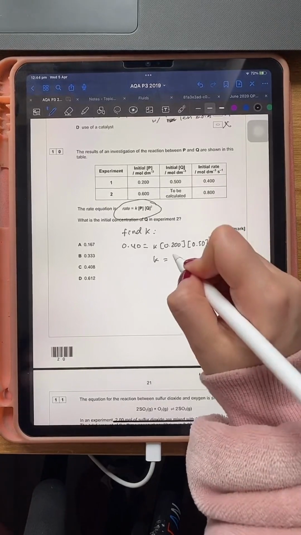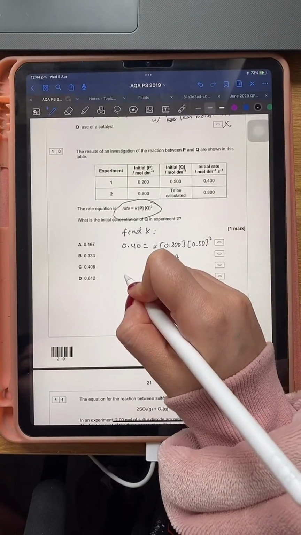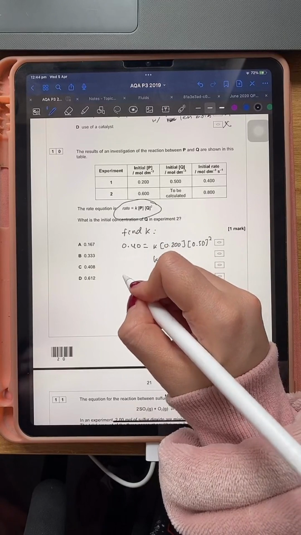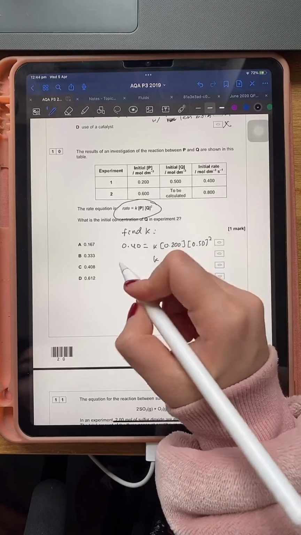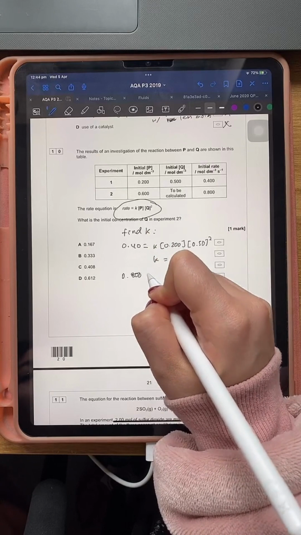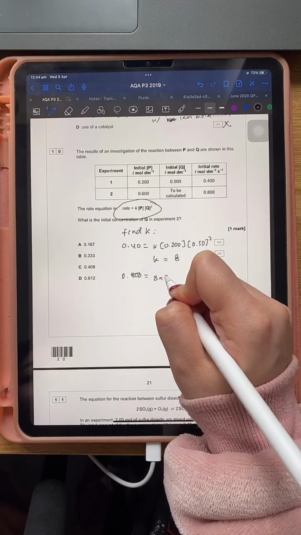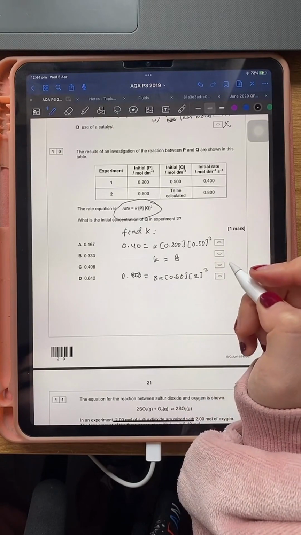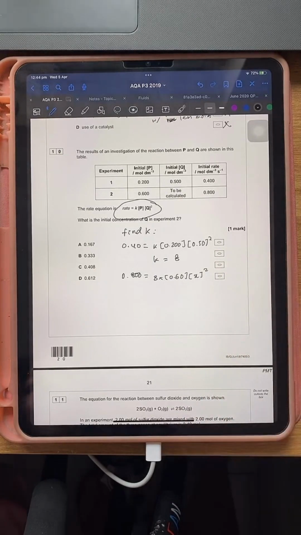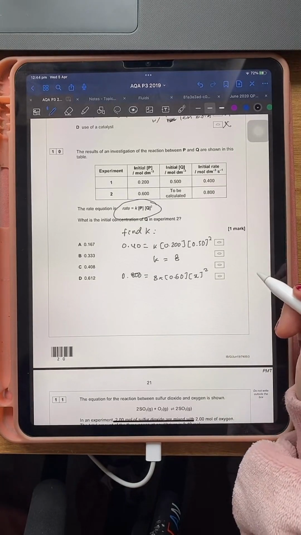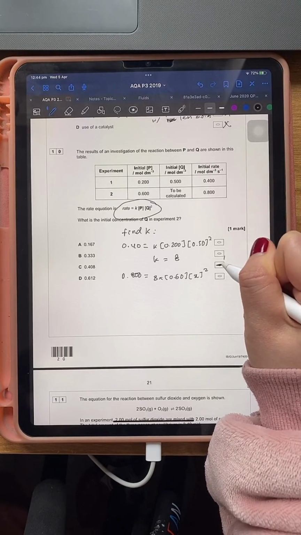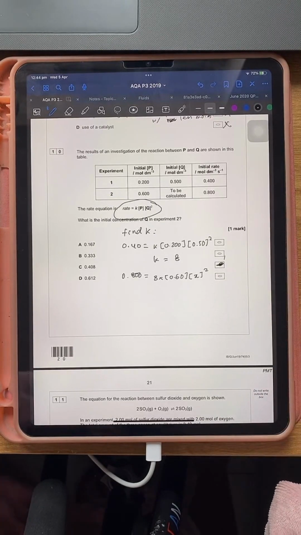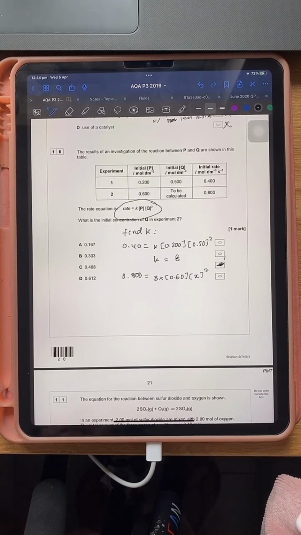And then afterwards, you just plug it in. The rate is 0.800 equals 8 times 0.60 x squared. And then you get a value from that, which will be 0.40. This one's just a matter of plugging in the information.